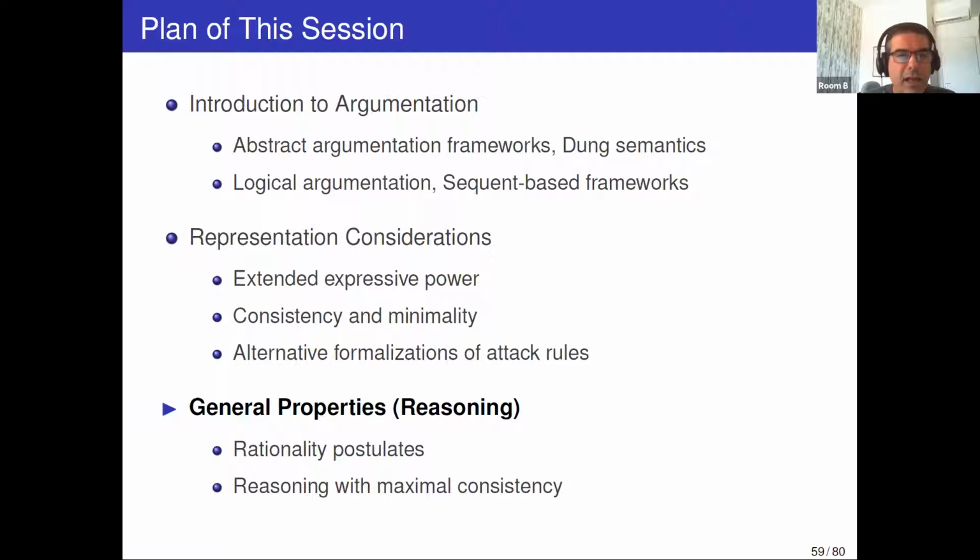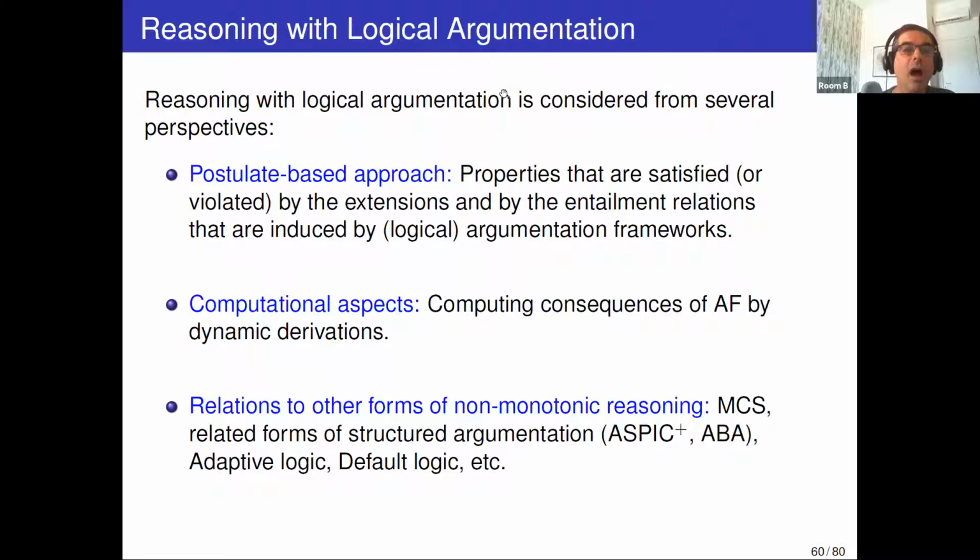Okay, and this brings me to the last part of the first session, which is about some considerations about the reasoning process of sequence-based argumentation. And here I will consider some rationality postulates and a few words about relations to reasoning with maximal consistency. Okay, so reasoning with logical argumentation is usually considered from several perspectives. One very common perspective, especially in belief revision or in argumentation theory, is a postulate-based approach, which is again based on some properties that should be, or are, satisfied or violated by the extensions or by the entailment relations of the underlying logical argumentation framework.